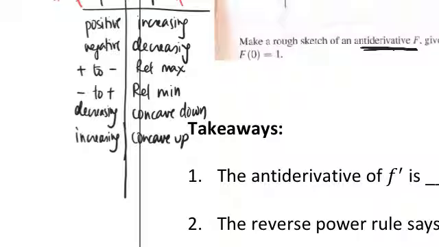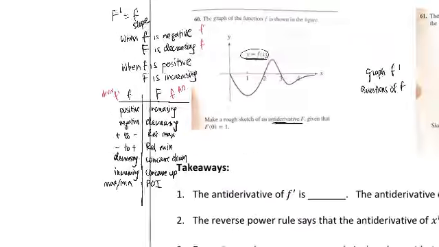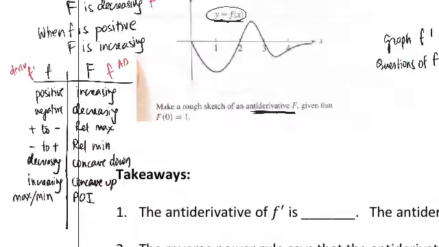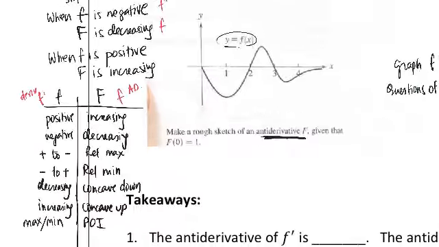We know that if little f has a minimum or a maximum, either one, then big F has a point of inflection. So these are all the things we know, and we can use those to draw the antiderivative here. So maybe pause the video and see if you can figure it out.